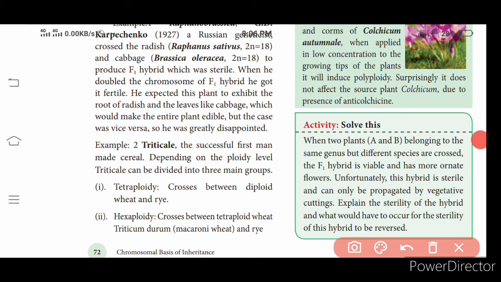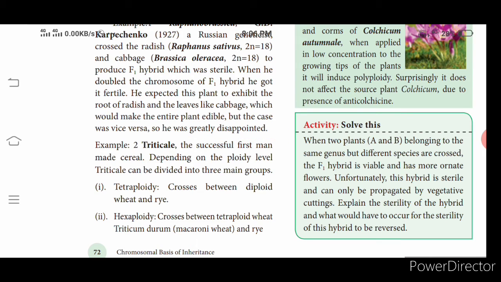When the scientist crossed, kindly follow carefully, when the scientist crossed radish and cabbage, he wanted a radish root and cabbage leaf. See here, that is what is given. He expected this plant to exhibit the root of radish and the leaves of cabbage, which would make the entire plant edible. But it was not happening. What happened? The leaf of radish and the root of cabbage were formed. So he was greatly disappointed.